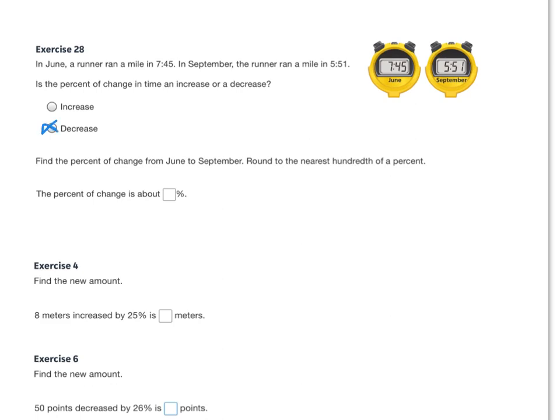And then it wants to know what the percent is to the nearest hundredth of a percent, which is 2 decimal places after you move it over twice to make it a percent, which means I actually need 4 decimal places. So the first thing I want to do is convert these times into seconds instead of minutes and seconds. I can't have them as minutes and seconds. I have to have them as just seconds.